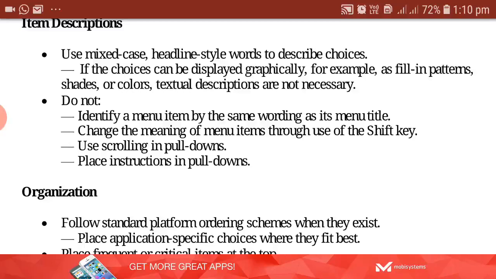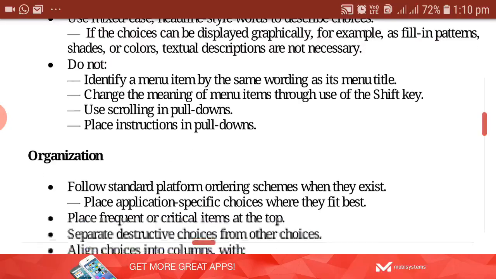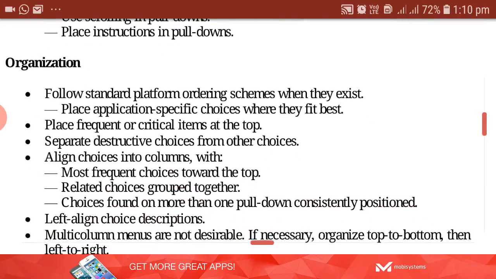So do not identify the menu item as its title. Already in the title justification is there, so one more choice cannot be justification under that bar. Never ever use scrolls for a pull down, and never ever place instructions in the pull down.